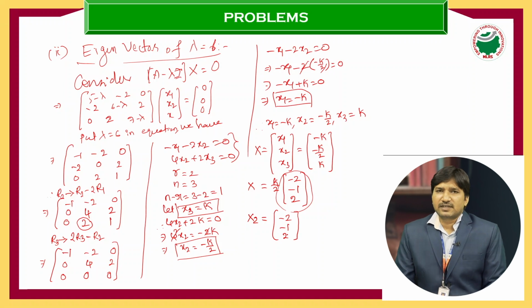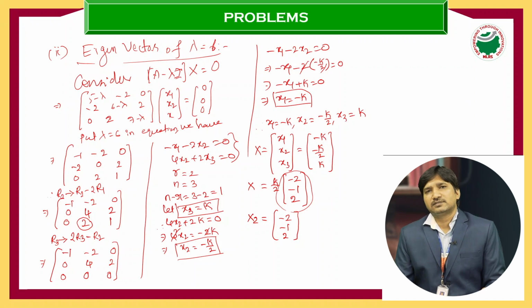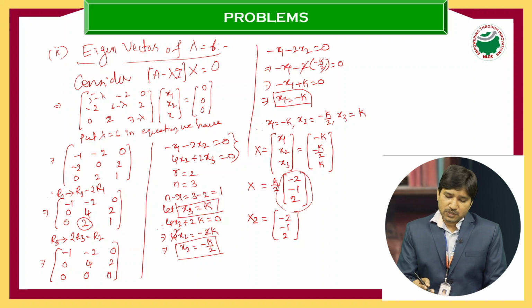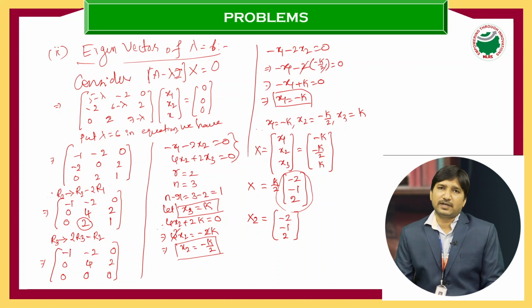Basically, eigenvectors are not unique. Different values of k give different eigenvectors. Let us take k equal to 1, 2, 3, and so on. We can make different eigenvectors of the same eigenvalue. So always eigenvalues are unique, but eigenvectors are not unique. Yes, it has infinite solutions. So finally, the eigenvector minus 2, minus 1, 2 corresponds to the eigenvalue lambda equal to 6.